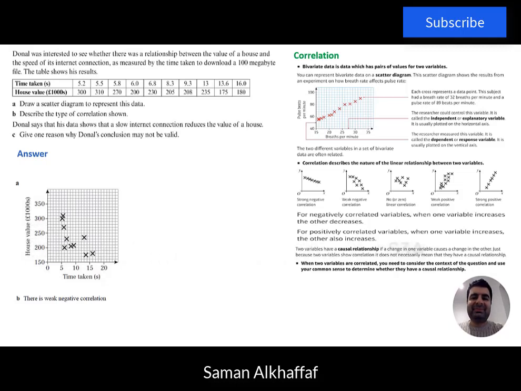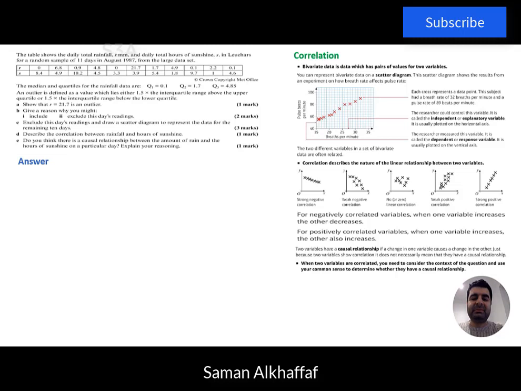And for part C, we're asked to give a reason why Donald's conclusion might not be valid. So in this scenario, for example, there may be a third variable that influences both house value and internet connection, such as distance from built-up areas. And this will be our answer for this question.